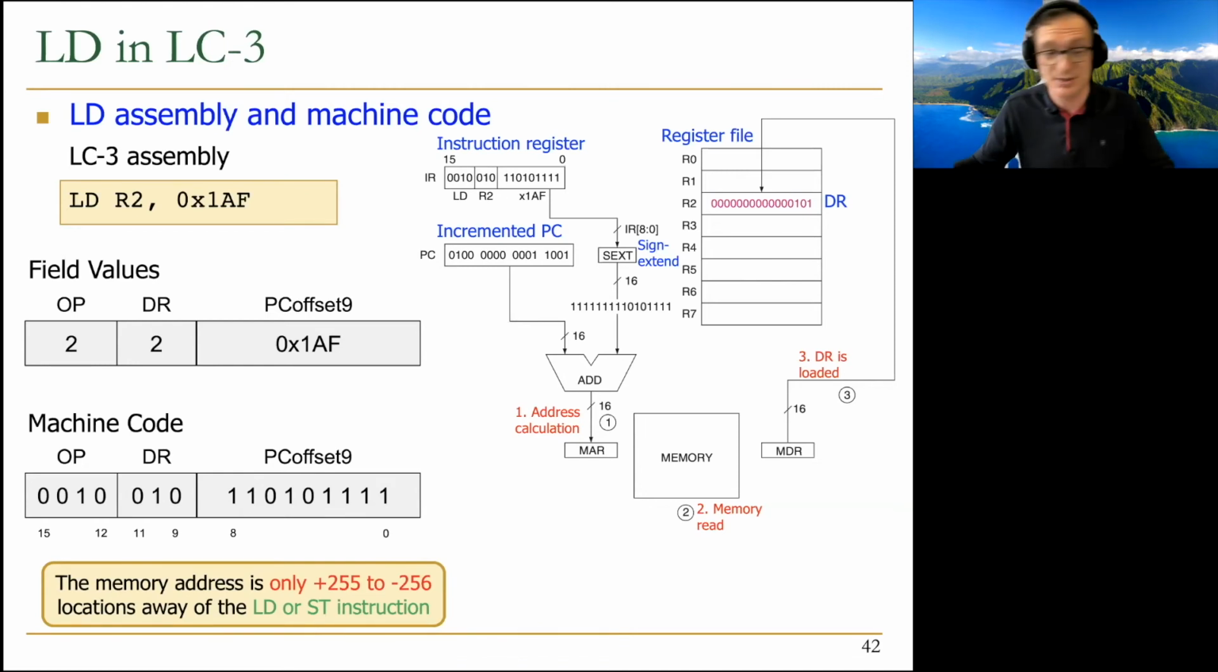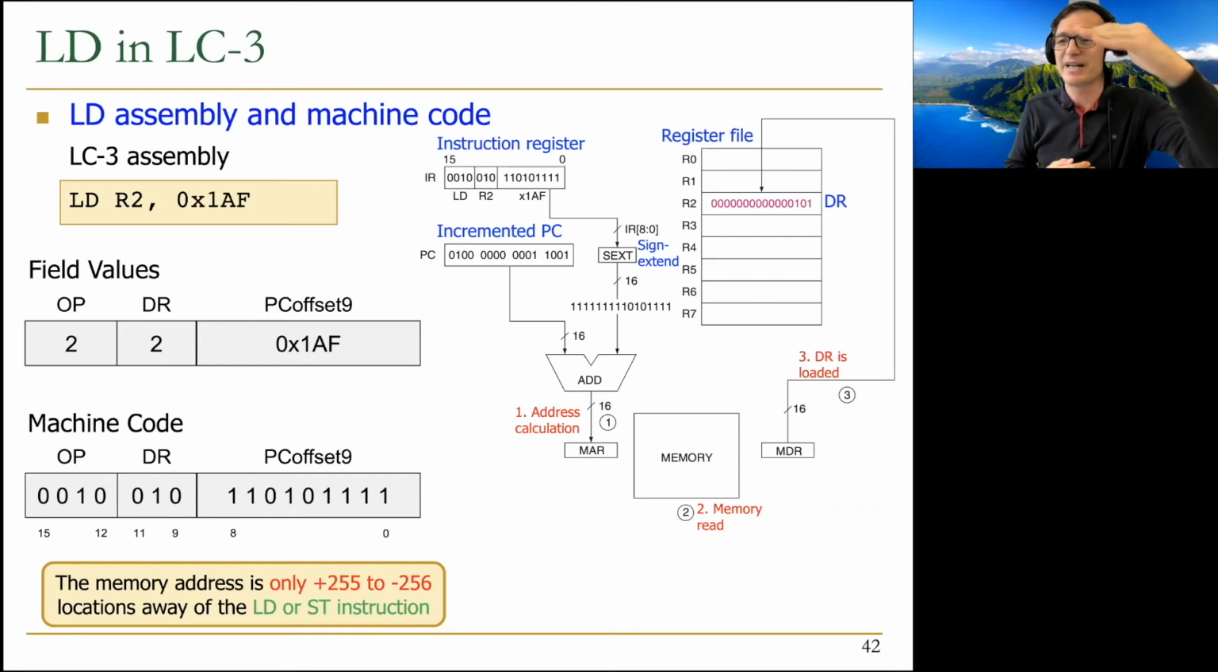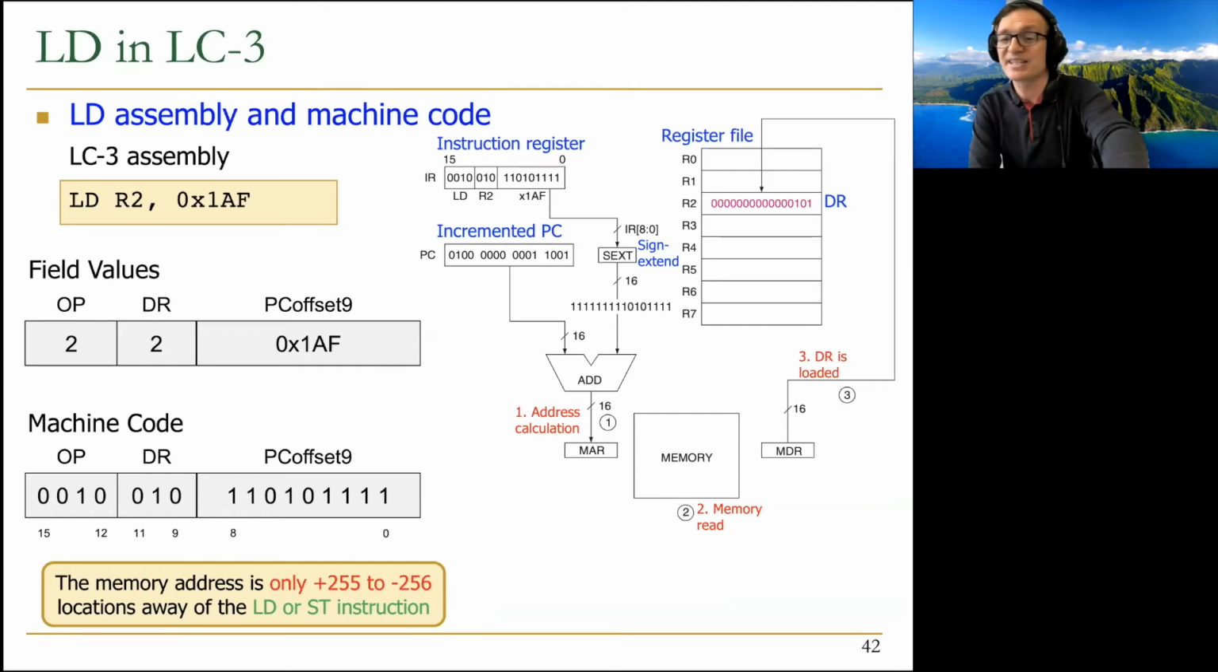Okay, so basically in this particular case, you may actually ask the same question that one of your fellow students asked earlier. You cannot address the entire memory, right? The memory address is only plus 255 to minus 256 locations away from the load or store instruction, right? Basically, your reach in terms of memory is very limited. It depends on where you are in the program. Now, this is not good, but in cases where this works, this is very simple. It's a very simple way of addressing.